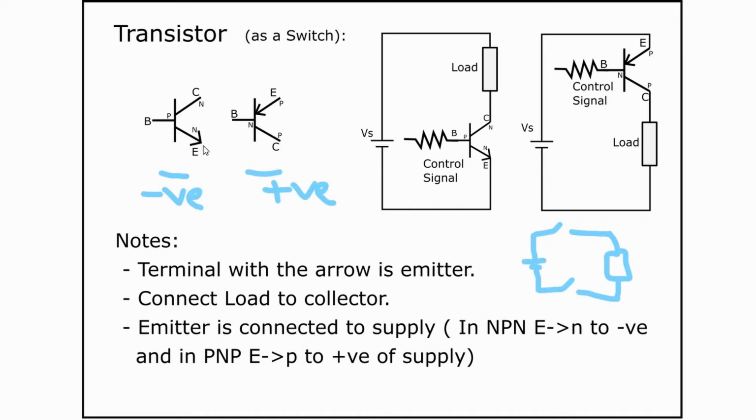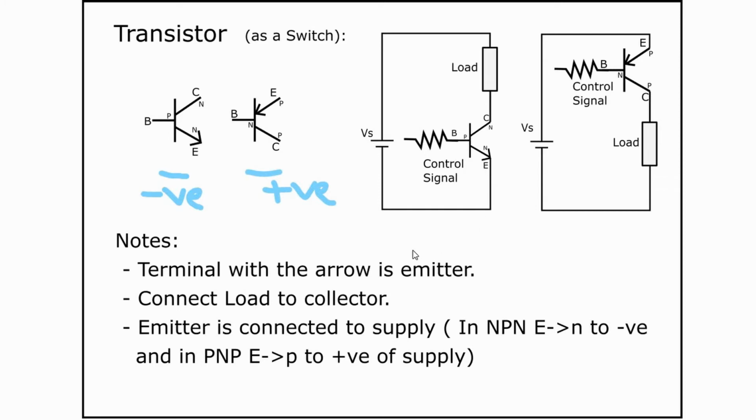The terminal with the arrow will always be the emitter. In this case this is the emitter, and in this case this is the emitter. If the arrow on the emitter is in the outward direction, it is an NPN transistor. If the arrow on the emitter is in the inward direction, it will be a PNP transistor. Now let's see how we can use a transistor to perform a switching action in our circuit.